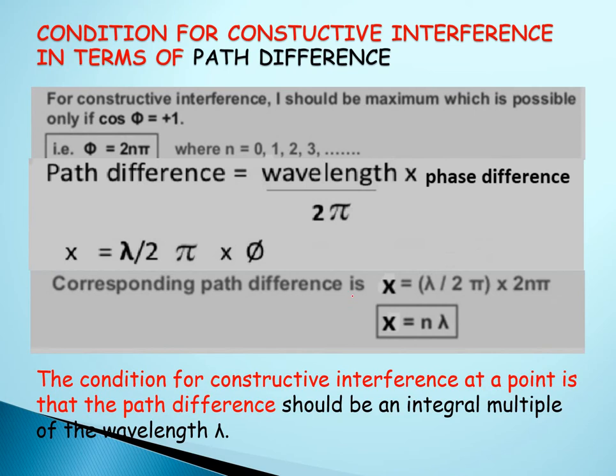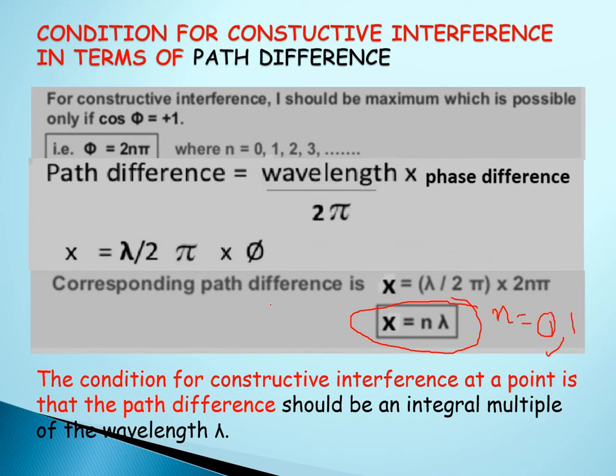So what is the corresponding path difference? x is equal to lambda by 2 pi, and in place of phi we have to write 2n pi. So 2 pi gets cancelled off. So x is equal to n lambda. This is the condition for constructive interference in terms of path difference. Here again n is equal to 0, 1, 2, 3, like that it goes.